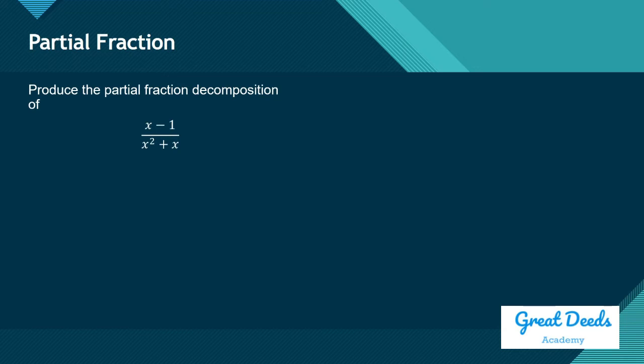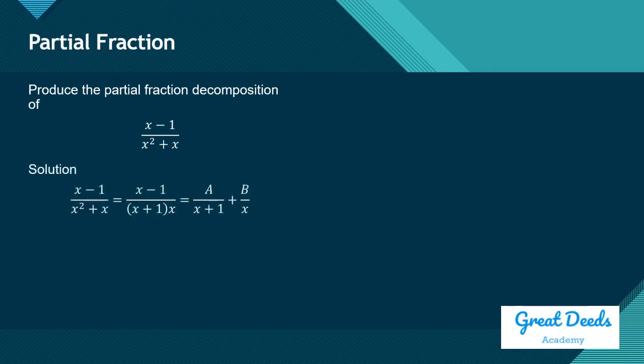Produce the partial fraction decomposition of x minus 1 over x squared plus x. Okay, so this is the example that I just flashed to you. But this time we will produce those numerators. The numerators are 2 and negative 1. How did that come about?